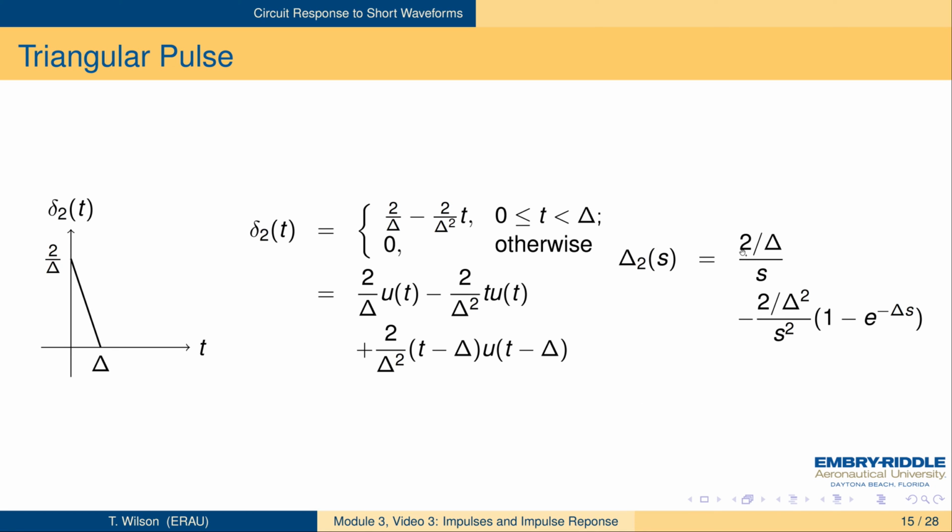We take the Laplace transform of each of the terms. The third term is the delay of the second term, so we expect to get this 1 minus delay factor, and we do. And so we have the 2 over delta as the amplitude of the 1 over s, and we have the 2 over delta squared as the amplitude of the 1 over s squared, and we have the delay factor.